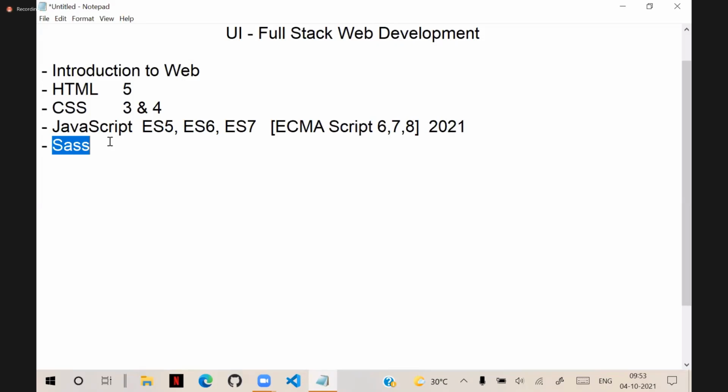Then it becomes easy. Actually, after CSS, you have to learn Sass. But Sass requires a little bit of programming skills. Instead of teaching programming skills inside Sass, it is better to first learn programming, which is JavaScript, then learn Sass. It will be easy for us. We are going to discuss in this order: HTML, then CSS, then JavaScript, then Sass.